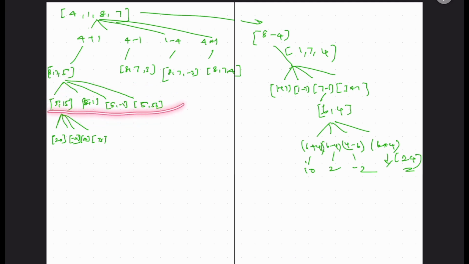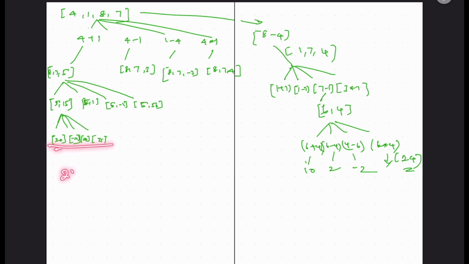So next, when you are calling the next recursive call, if you see here, we'll be having 5 and 15. Again do plus: 5 plus 15 is 20, 5 minus 15 is minus 10, 15 minus 5 is plus 10, and 5 times 15 is 75. Once we have reached this limit, the array becomes one element.